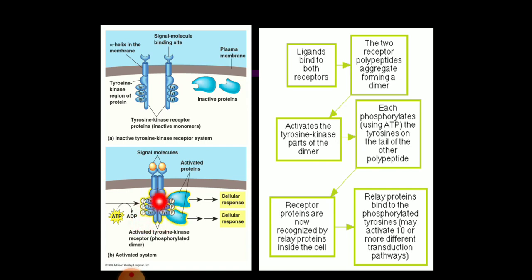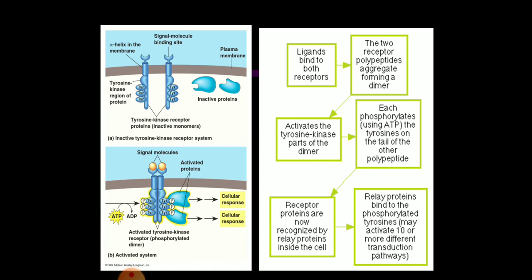So a dimer is formed, and it's followed by the activation of tyrosine kinase in different parts of this dimer. This will ultimately lead to phosphorylation using ATP, usually of the tyrosines on the tail of the other polypeptide. The receptor proteins are now recognized by relay proteins inside the cell. Relay proteins bind to the phosphorylated tyrosines and may activate 10 or more different transduction pathways. So this is the function of the enzymatic receptor.